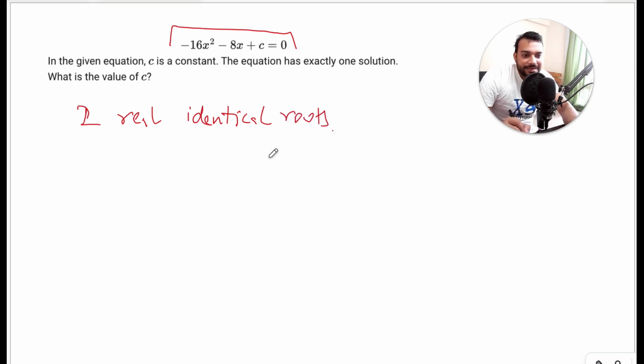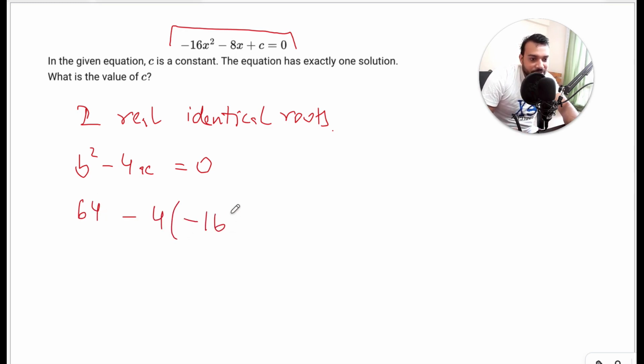Okay, so in that case, the determinant, as we have seen, b squared minus 4ac, is equal to 0 for identical roots. b in our case is negative 8, so negative 8 squared is 64, minus 4 times a, which is negative 16, the coefficient of x squared, times c. This is equal to 0. Okay, so this becomes a positive here.